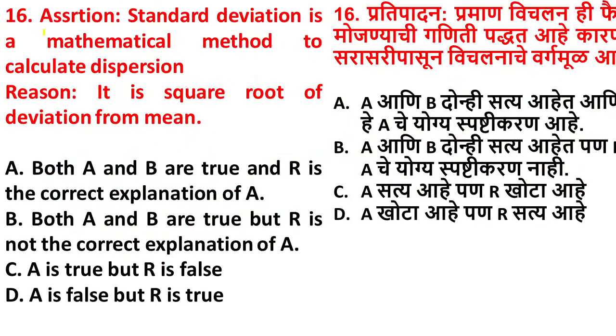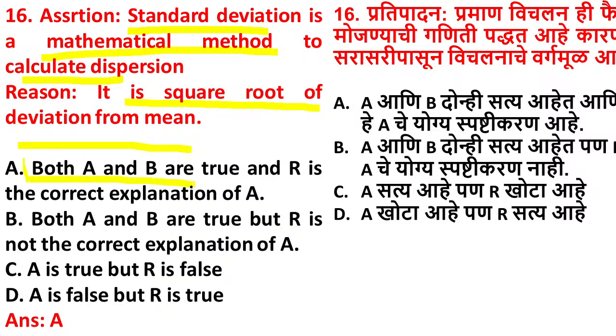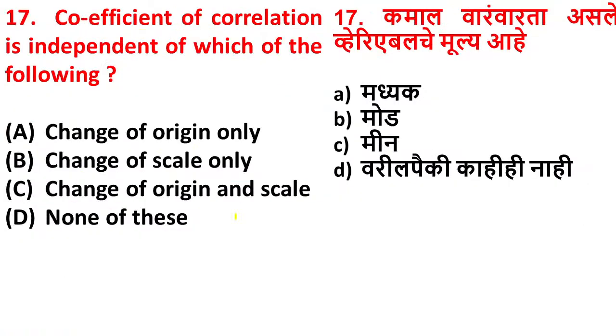Question number 16. Assertion and reasoning. Here the assertion is standard deviation is a mathematical method to calculate dispersion. Reason is it is the square root of deviation from mean. Four options are given here. The right answer is option A. Both A and R are true, and R is the correct explanation of assertion. Question number 17.